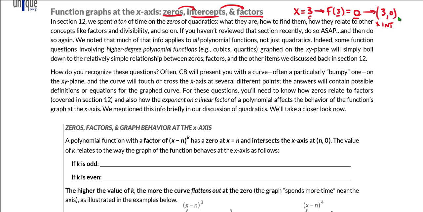We also talked about the fact that if we know that x equals 3 is a 0, then we know x minus 3 is a factor. So back in section 12, we talked about this chain of relationships, going from a given 0 value to an x-intercept to a factor. Very important that you're able to do this quickly and confidently and nimbly.